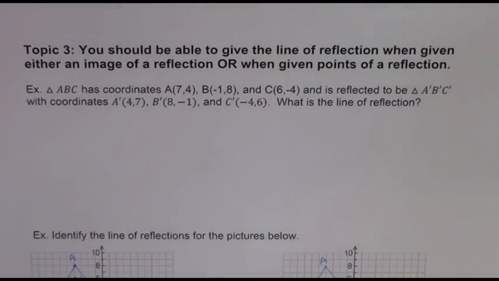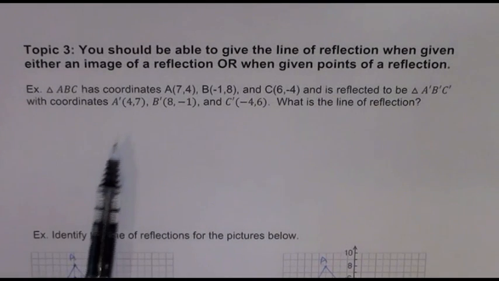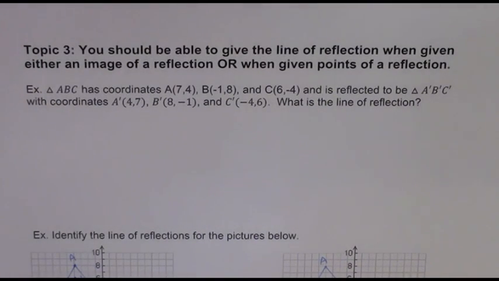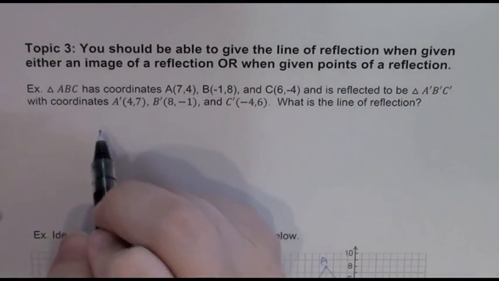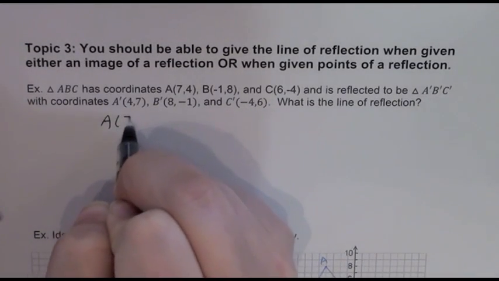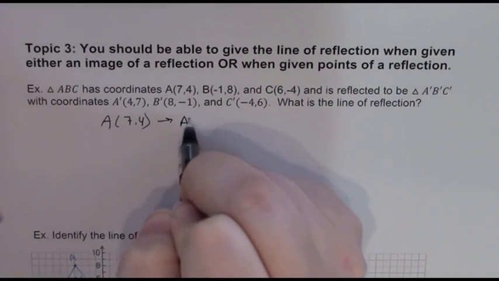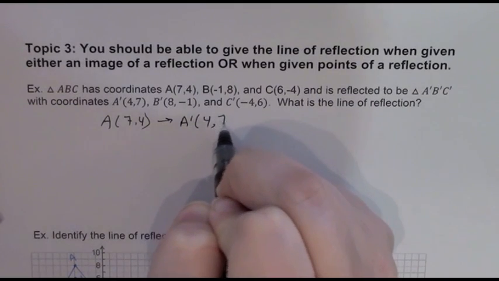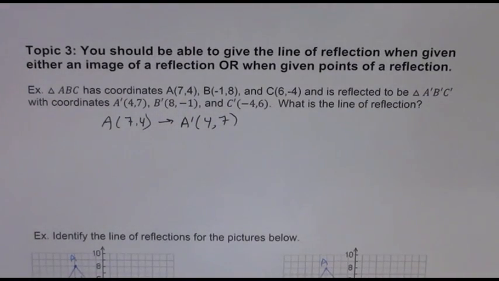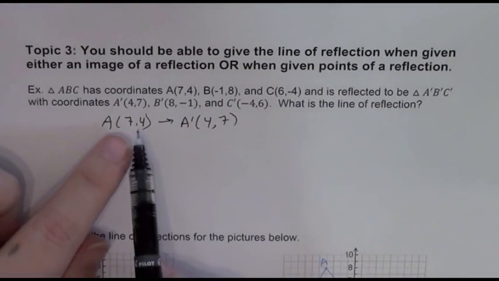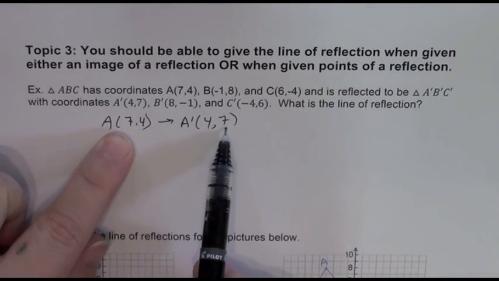So here, we want to focus on just one of the points being reflected. We can either focus on A, B, or C. It's completely up to you. I tend to look at A because it's first. So the point A (7, 4) is reflected into A prime (4, 7). Now you have to look at these values. What changed between (7, 4) and (4, 7)?